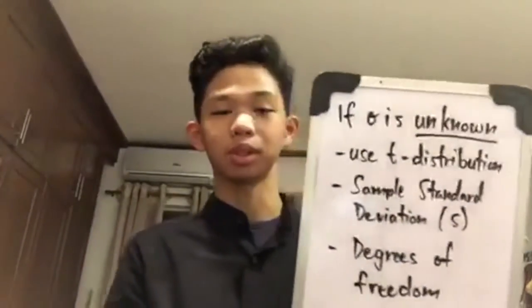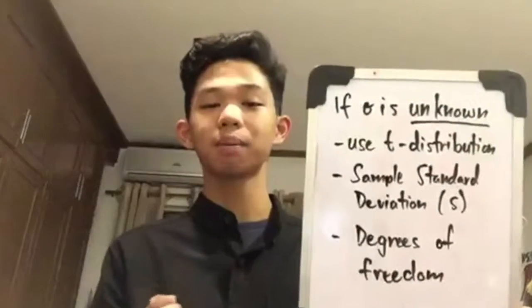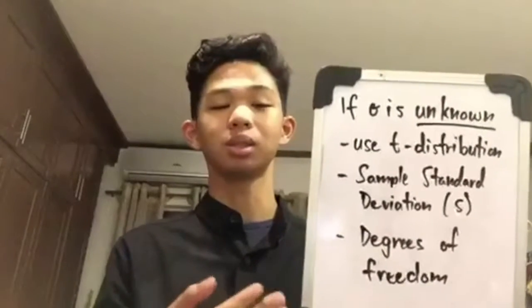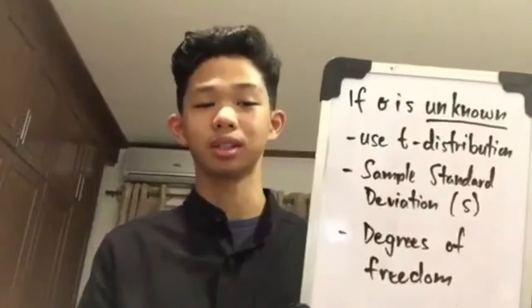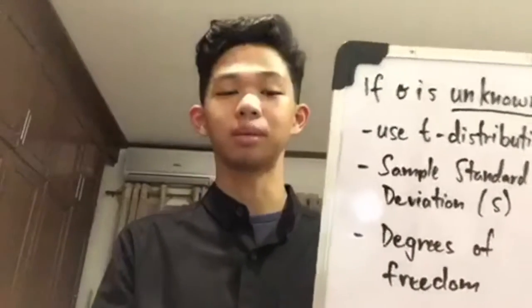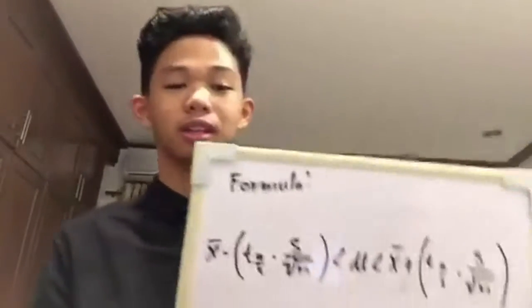Hello, I'll be teaching you how to find the interval estimation when the standard deviation is unknown. If it is unknown, you use the t-distribution, you use the sample standard deviation, which is denoted by S instead of the standard deviation, and you use degrees of freedom. And this is the formula that you will be using to find it.